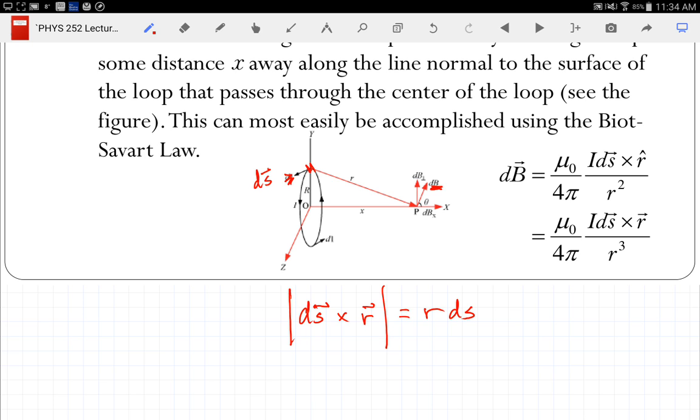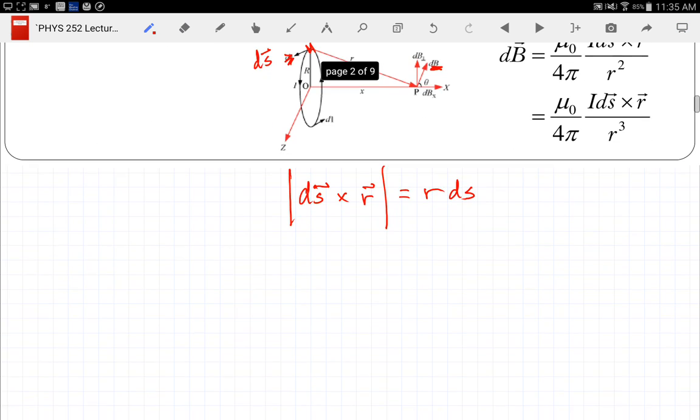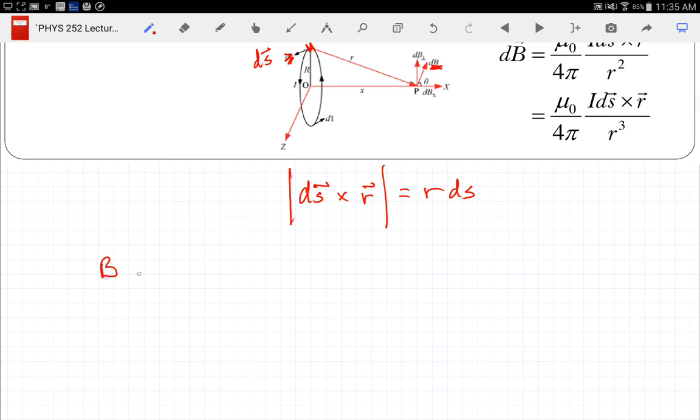Now, if you had used the top one, wouldn't it amount to the same thing? Yes, I just would have not had the r here on top, and I would have had r squared on bottom instead of r cubed on bottom. So it's going to come out to the same thing. Right, so it simply didn't matter which one I chose. Now I need my components. So I'm going to have the magnitude of dB is equal to mu naught over 4 pi I r ds over r cubed. That's just substituting the r ds in for the cross product and just looking at the magnitude. And now we can see cancel out one of those r's.